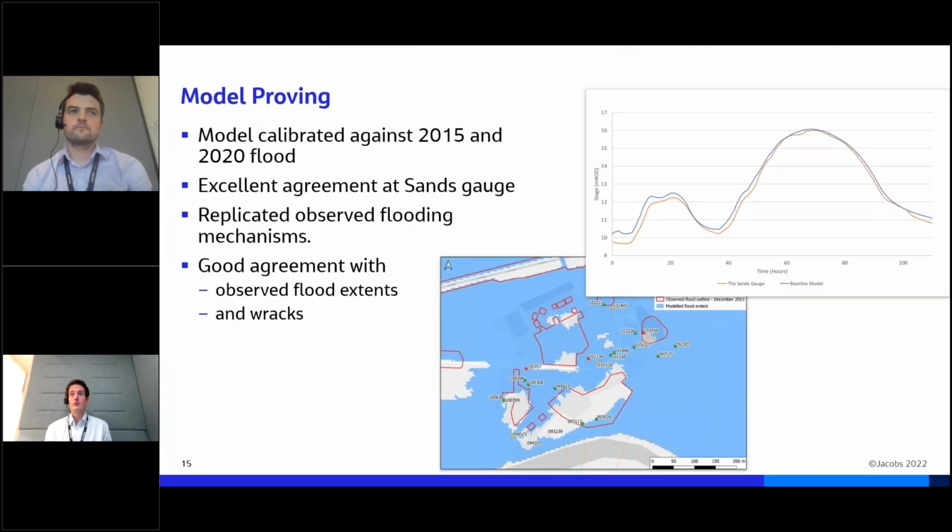If we have a look how well the model is doing, it's doing exceptionally well. So we're looking at the top right-hand corner showing the gauge data at the Sands down in Carlisle, the orange line being the recorded water level at the gauge, the blue line being the model result, and they're within a few centimetres of each other at the peak. That's a really good calibration result. And equally at Low Crosby, we've got really good calibration against the rack marks, the observed flood outlines, and also the mechanisms of flooding. So we had really good confidence this model could replicate flood risk in the area.